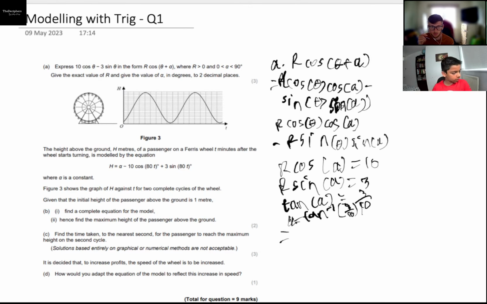I think I forgot to bring my calculator again. That's okay, I've got mine somewhere. So tan inverse of 3/10, are we working in degrees or radians? We're working in degrees because it says between 0 and 90 degrees. It's 16.7 degrees.